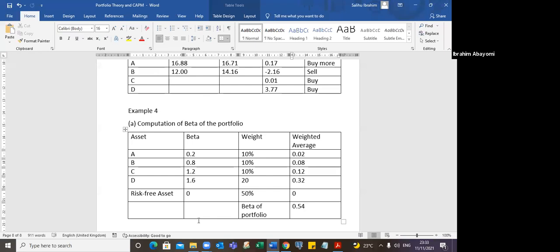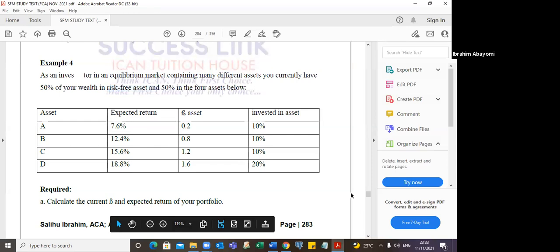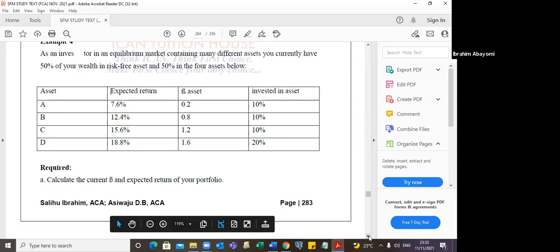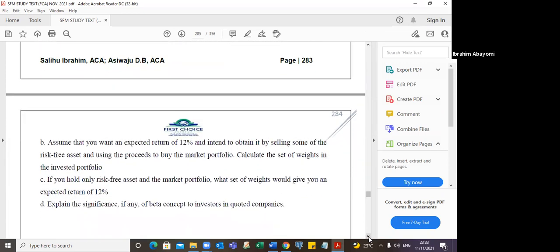So B, what's requirement B? Assuming that you want an expected return of 12% and intend to obtain it by selling some of the risk-free assets and using the proceeds to buy the market portfolio, calculate the set of weight in the invested portfolio. Please give me 1 minute.